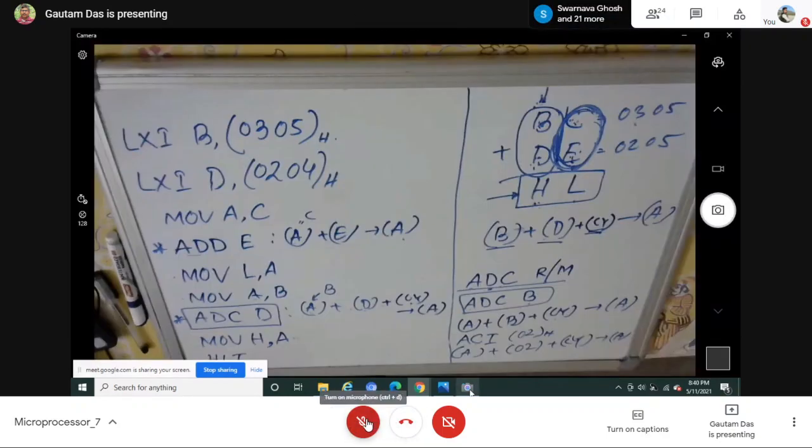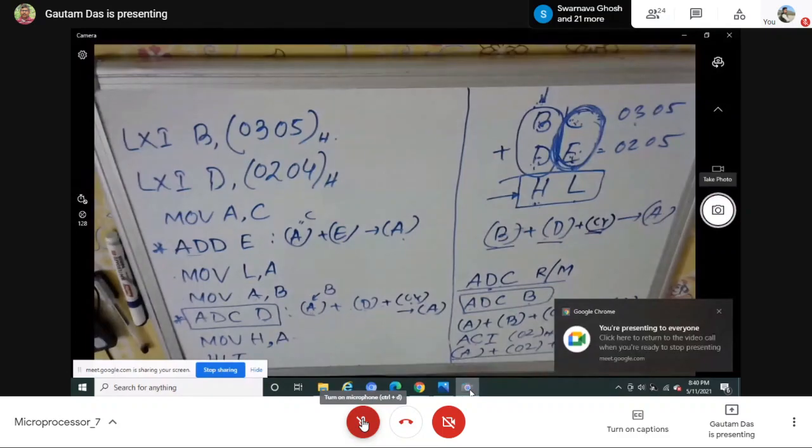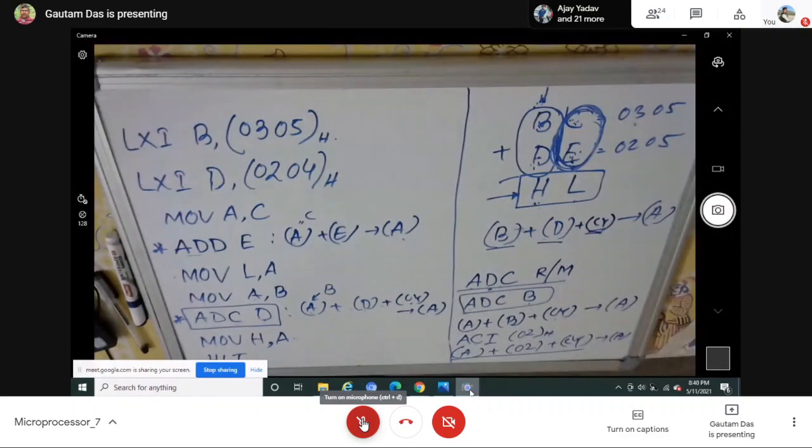I don't understand, because this operation it will do: A plus 02 plus carry information will be added and it will be stored in the accumulator.